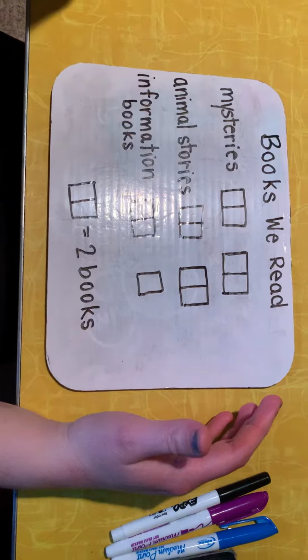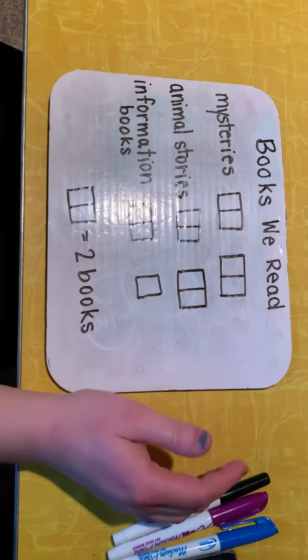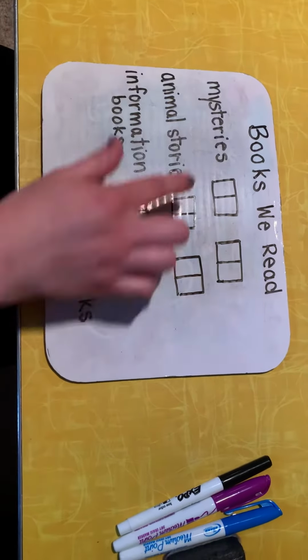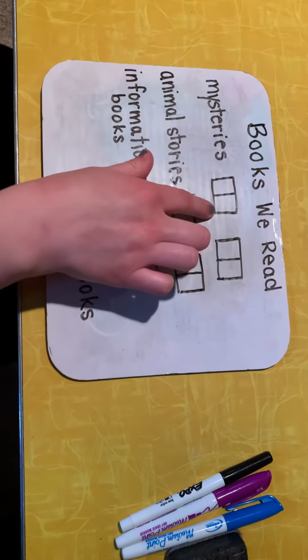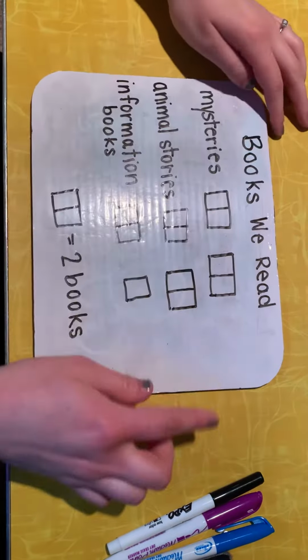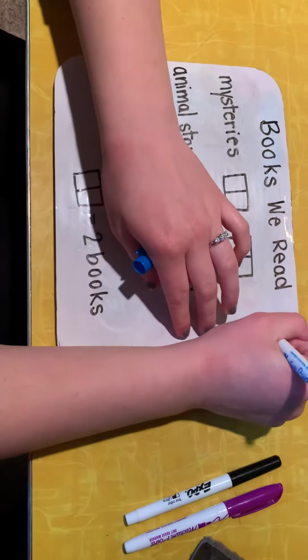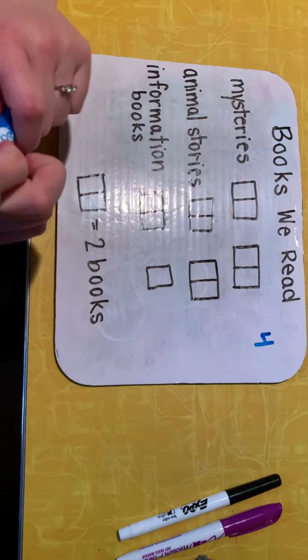So for example, one of your questions might say, how many mystery books were read by the class? And you can look up here and see, okay, so each one of these pictures represents two books. So I know that the class read a total of four. So they read a total of 4 mystery books, okay?